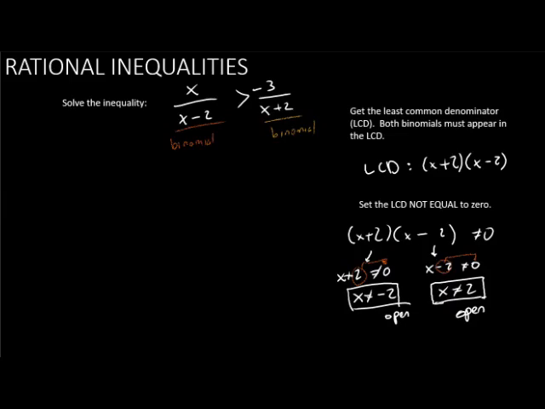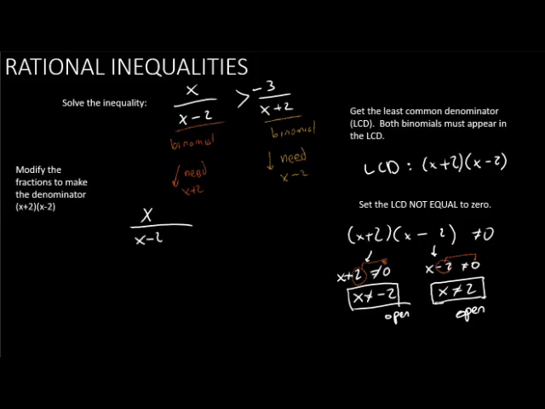With that in mind, we're going to modify our fractions in this rational inequality to give us the LCD. We want our LCD to be x plus 2 times x minus 2. This means our first fraction, which has x minus 2, will need x plus 2. Our other fraction, which has x plus 2, will need x minus 2. Therefore, our first fraction on the left will be x over x minus 2, but we'll multiply x plus 2 on top and bottom. Also making sure that we place the parentheses around the x minus 2.